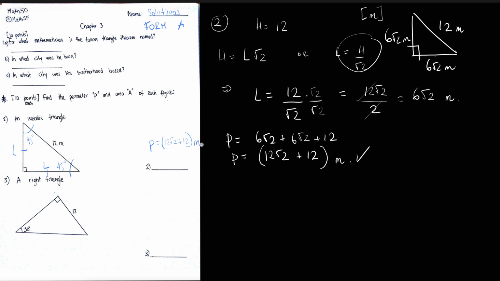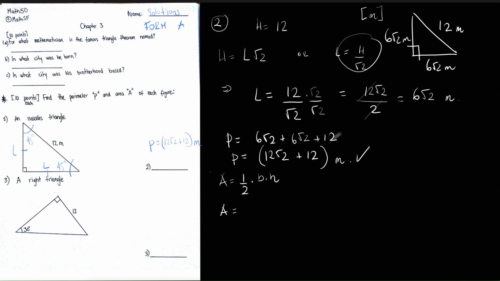So, but the problem is not done there, because you want to find the area as well. So let's find the area. And to find the area of any right triangle, we must use the product of the legs. So I'm going to write A equals 1/2 base times height, right? Or it could be the product of the legs.